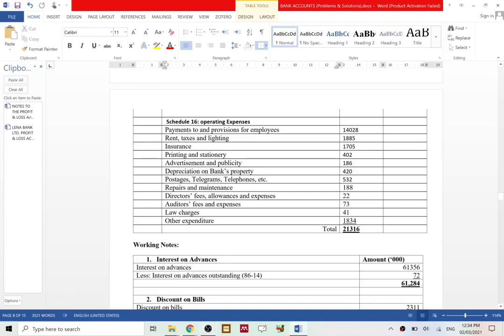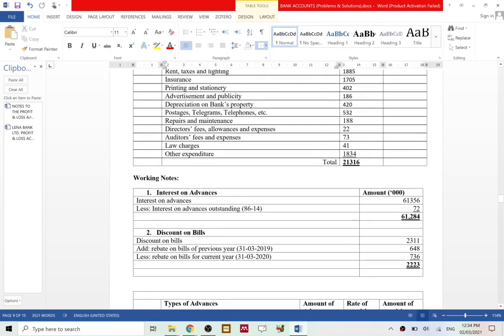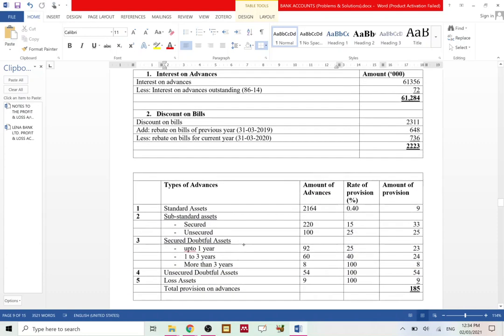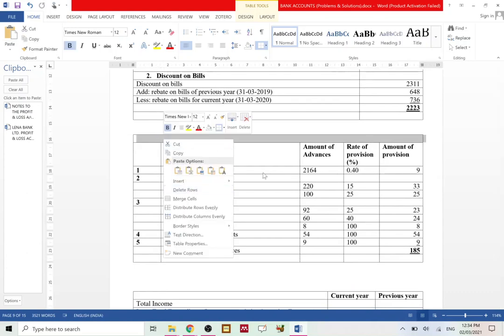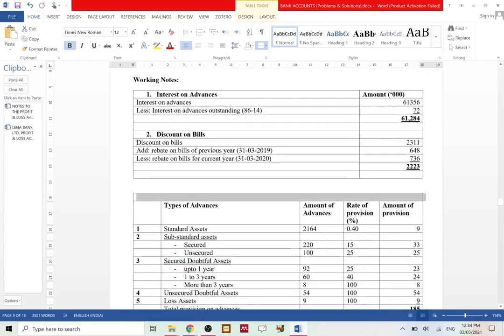So we were dealing with this profit and loss problem on Lena Bank Limited, and we have looked at a few different adjustments in this problem. We have calculated something called rebate on bills discounted, and we have seen how to adjust that. We've also seen interest on advances that were NPAs, interest which has not been received, how to deal with that. And of course, we have also looked at another working note on the different types of advances, right?